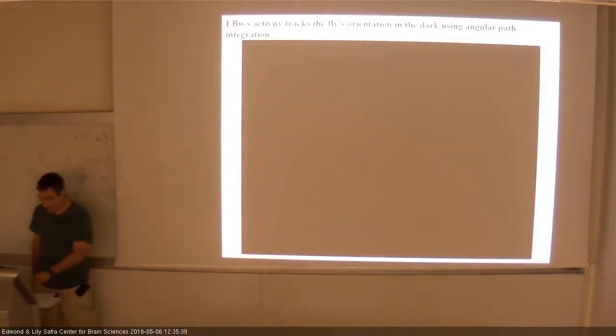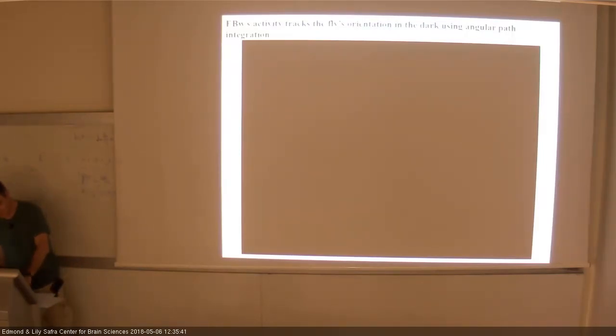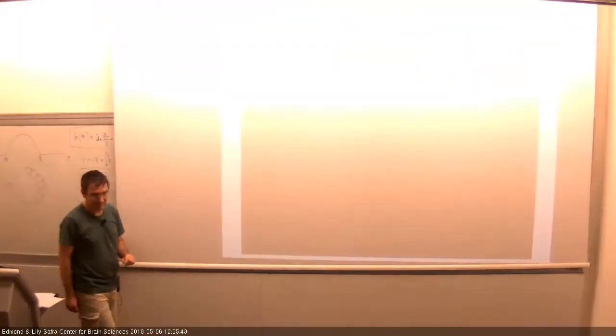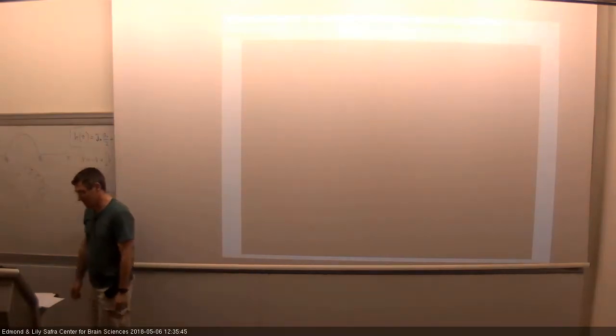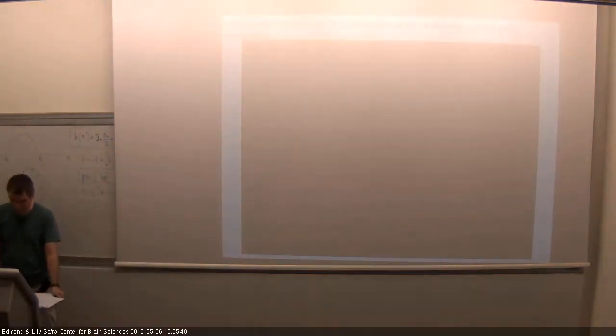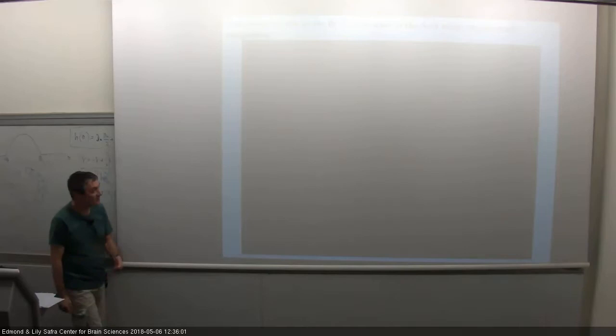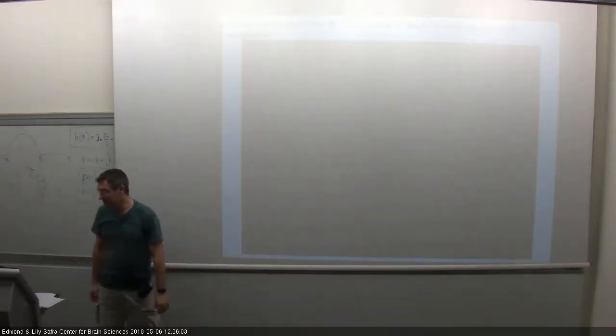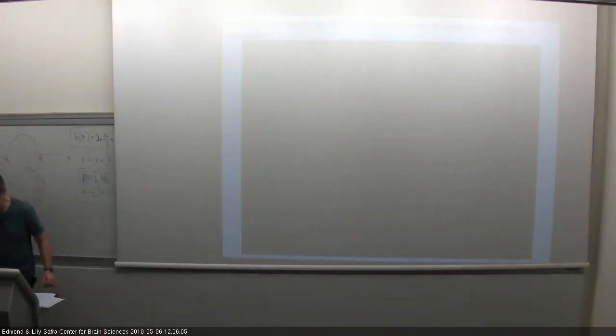We don't exactly understand all the details underlying how this bump emerges in this fly, but I find it pretty remarkable. Many of the predictions of the ring model manifest in the neural activity of the fly. Any questions? Yes.